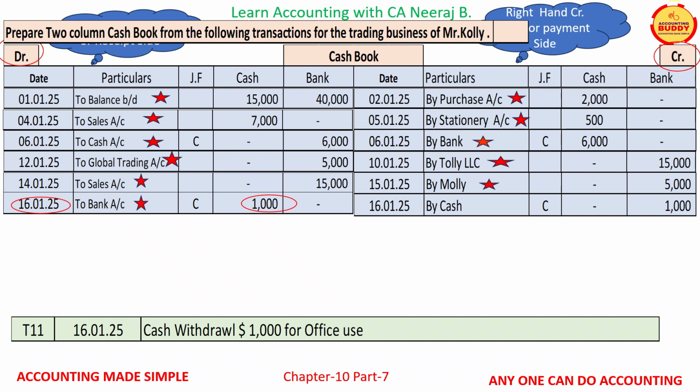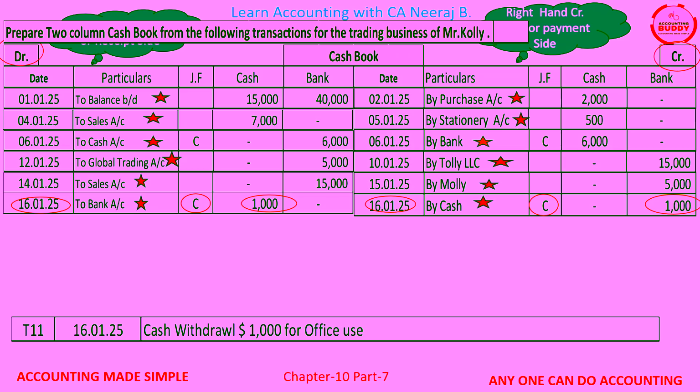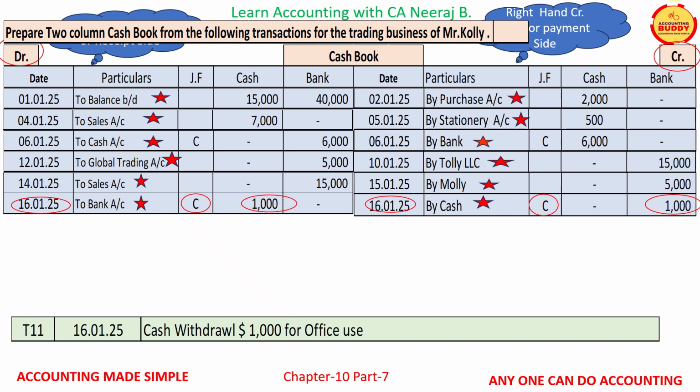On the same date, that is 16th of January 25, by writing the words by cash account, $1,000 will be recorded in the bank column on the right-hand credit side of the cash book. Since it is a contra entry, it will be represented by writing the letter C in the journal folio column on both sides of the cash book.